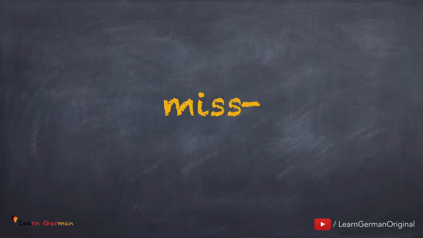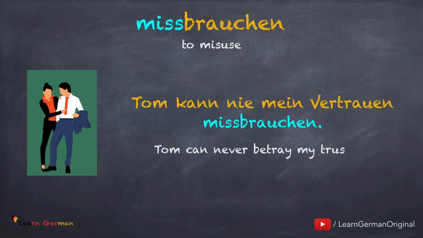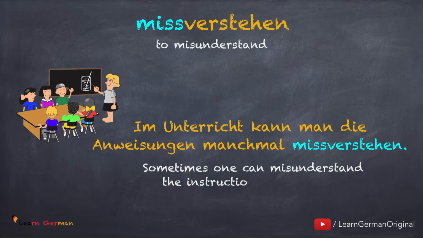Here comes the next prefix, miss. And the first verb is missbrauchen. Tom kann nie mein Vertrauen missbrauchen. The next verb with this prefix is missverstehen. Im Unterricht kann man die Anweisungen manchmal missverstehen.